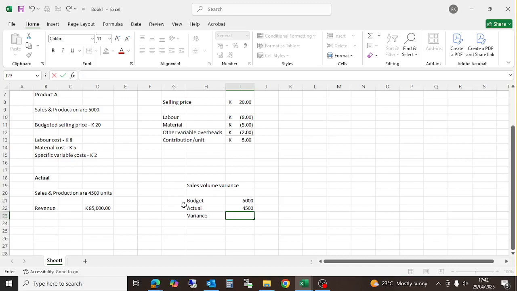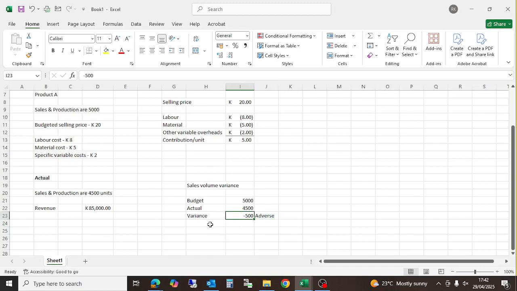Let me put it as a negative, like this. It's a negative because it's an adverse. So in variances, our negatives are adverse and our positives are favorable. We use F for favorable, which is positive, and A for adverse, which is negative. So our variance is negative 500 units.